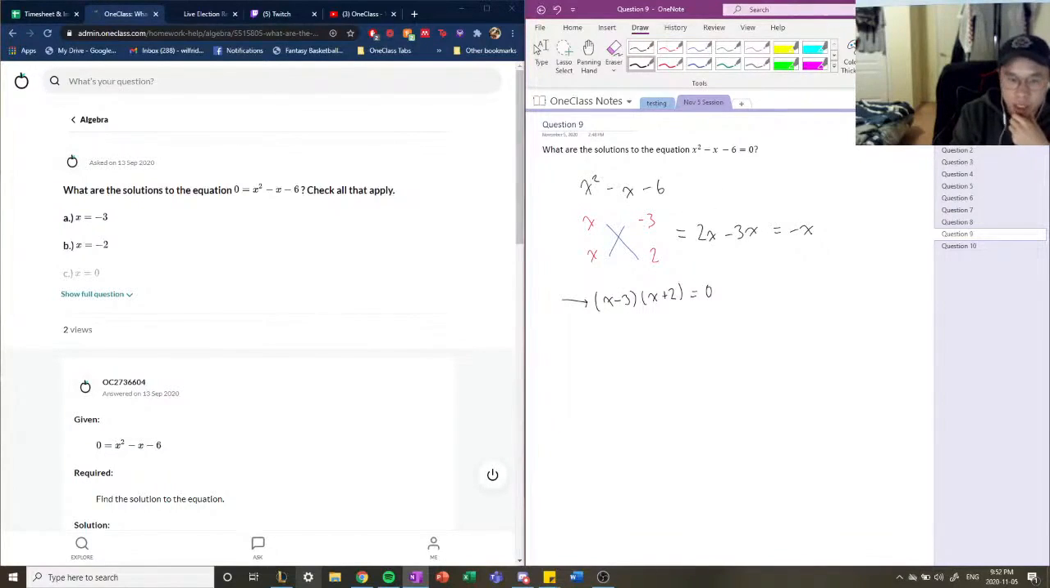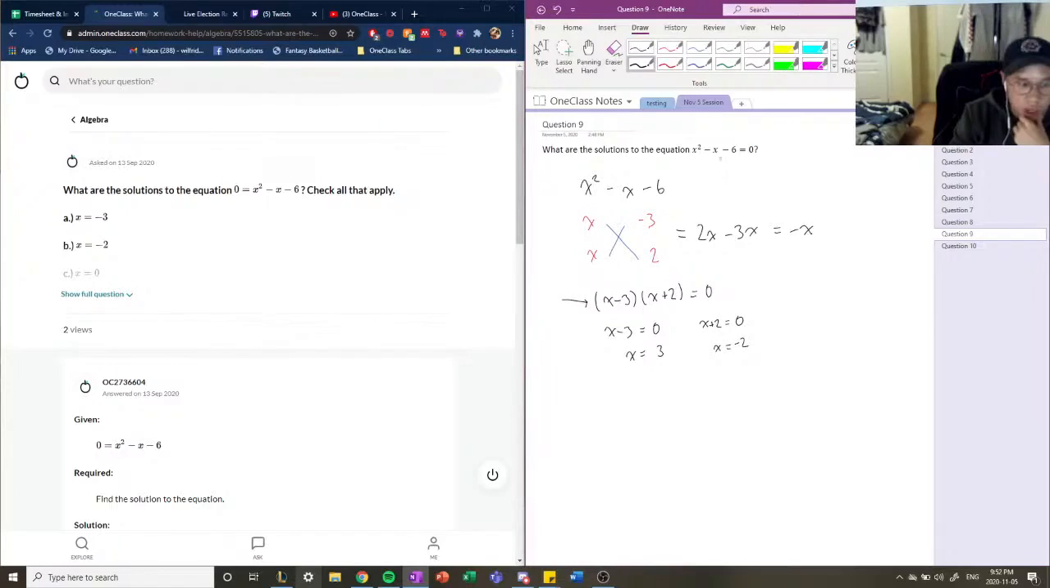So going back to our problem here, we're now going to try to find the values of x which make this equation 0. What's very simple about this is that 0 times this factor is going to make it 0, and 0 times this factor is going to make it 0. So all we need to really do is solve when x minus 3 equals 0 and x plus 2 equals 0. Okay? So when x minus 3 equals 0, x equals 3, and when x plus 2 equals 0, x equals minus 2.